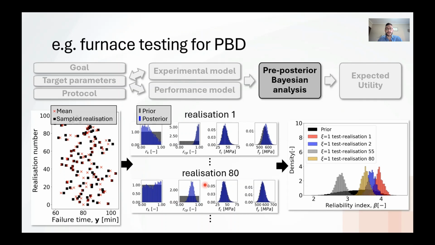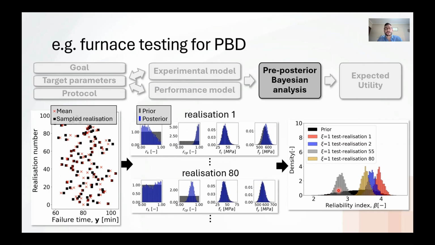And then we take our performance model and we map these distributions to distributions of our reliability index. Here you see in the background, in black, the prior distribution, and then all these are posterior distributions for different realizations of the furnace test outcomes.